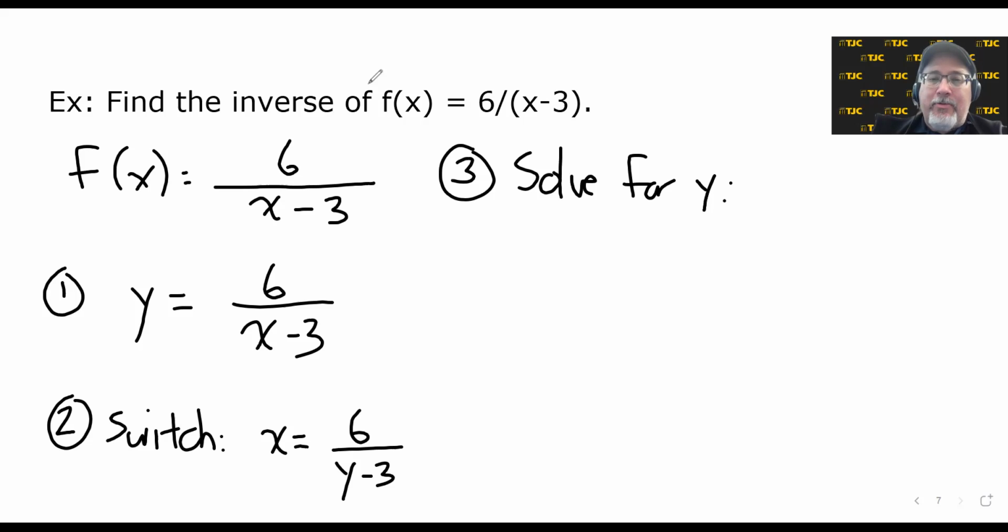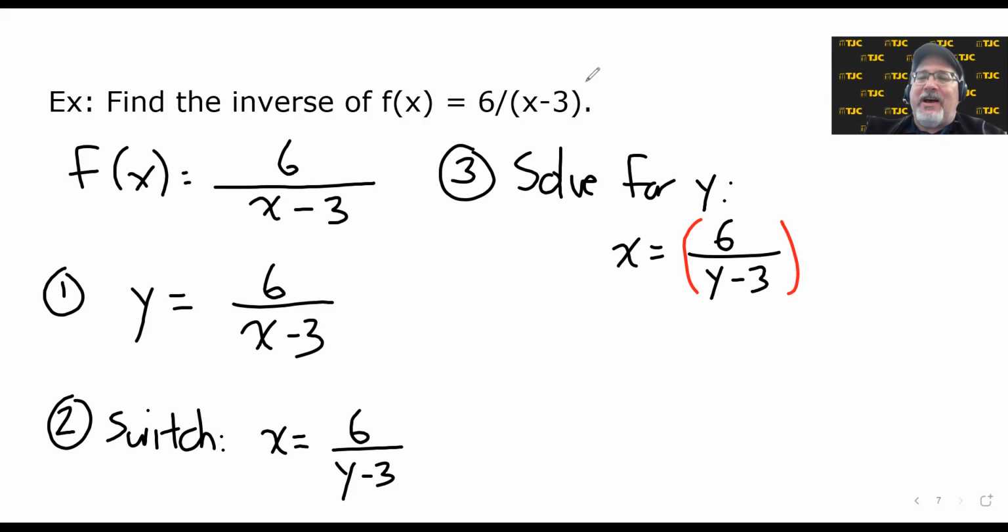Well, let's talk about how we would take the equation x equals 6 over y minus 3 and solve that for y. Well, the biggest obstacle right now is we want this to say y equals, but the y is currently in the bottom of a fraction. We're not going to make it say y equals as long as the y is down there. So we need to get the y out of the bottom of the fraction. The easiest way to do that is to kill the fraction by multiplying both sides by the denominator y minus 3.